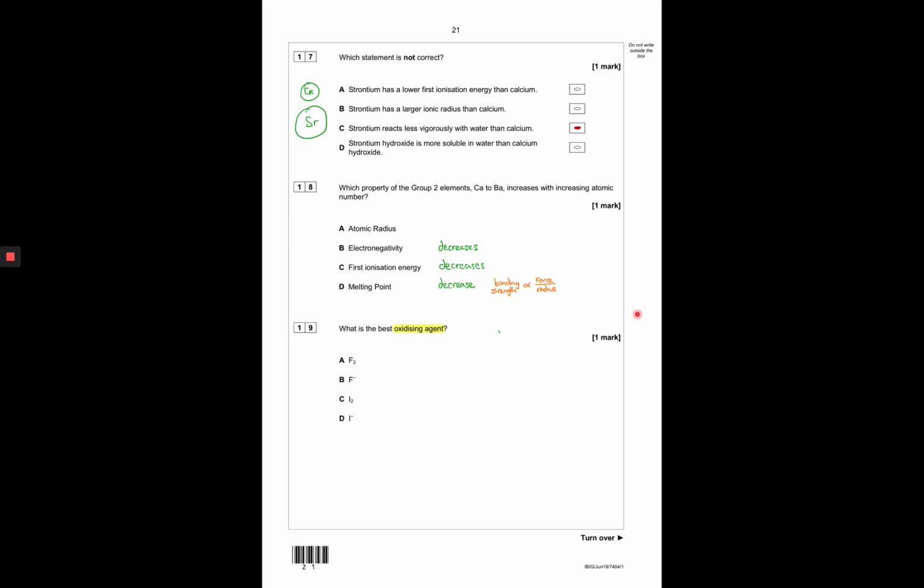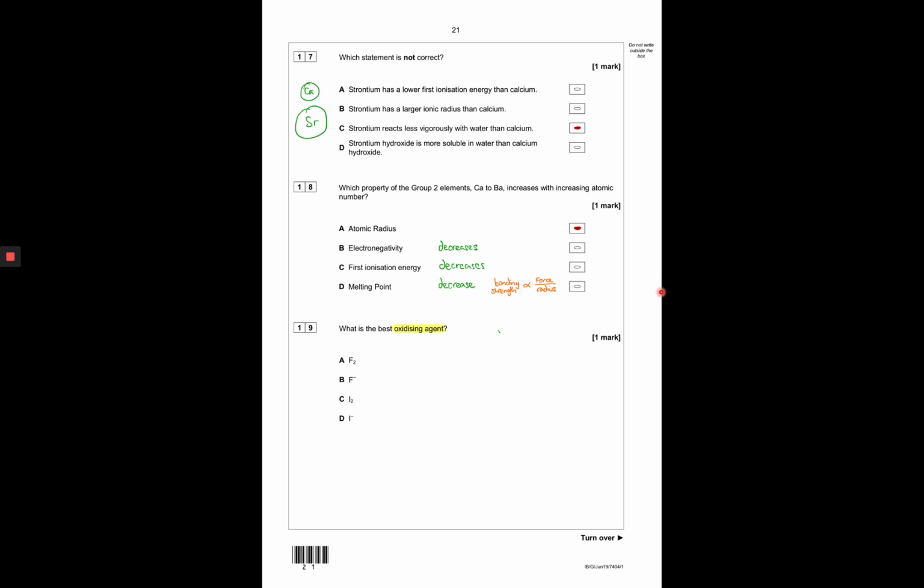Melting point decreases. And just to say, this is a useful rule of thumb again. The strength of a bond is proportional to the force over the radius, so charges over size or distance. But clearly the atomic radius increases as you go down the group. I mean, we could have just said that straight from the beginning, but it doesn't do any harm to look at the others. What is an oxidizing agent?